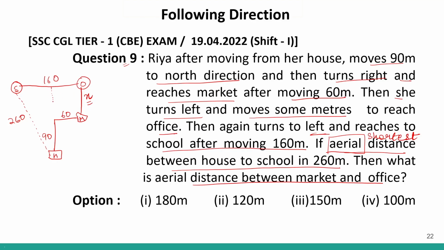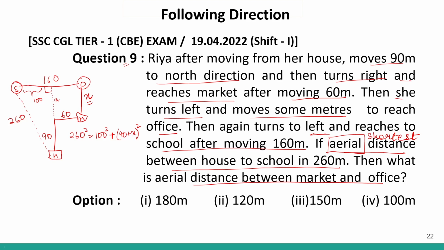Here, if I draw a line like this, it will be a right angle triangle, correct? According to this, the square of 260 will be equal to how much? This is 60, this is 160. So this difference will be 100, correct? 160 minus 60. So it will be equal to 100 square plus, this is 90 and this will be equal to x, correct? So it will be 90 plus x, square. This much information you understand?